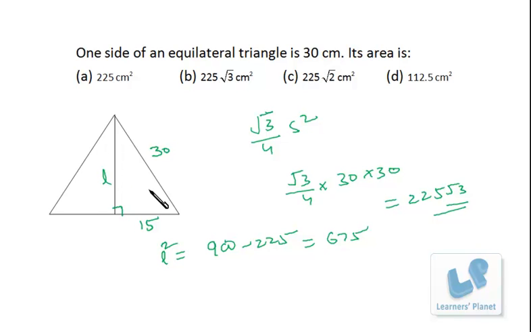Okay, so various methods are there. This is going to be the simplest method, that is root 3 by 4 side square, if you are given the side of the equilateral triangle. Just memorize this formula. We have also discussed the derivation of this formula in our second session. Okay, so now let's take the next question.